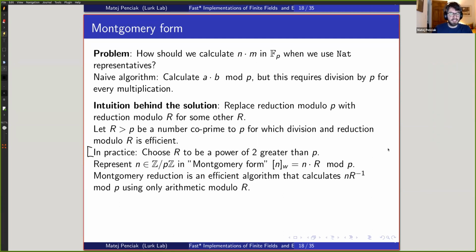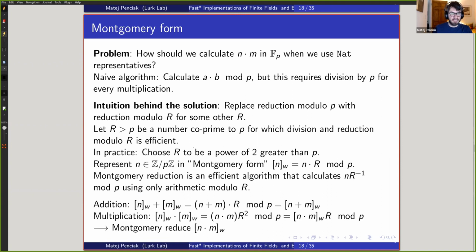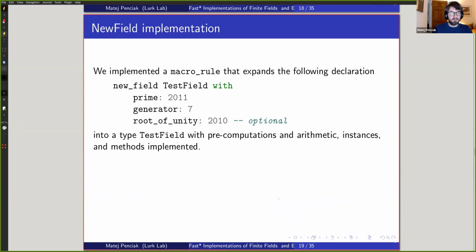And so the idea in Montgomery form for numbers is that you replace a number with its Montgomery form, which is this wrapped form here, where you take n and you replace it with n times R mod P. And Montgomery reduction is an efficient way of calculating n R inverse. And so that allows you to take addition, which is just usual addition modulo P, but then multiplication together with this Montgomery reduction algorithm allows you to calculate n times m in a very quick way, without having to ever take things mod P.